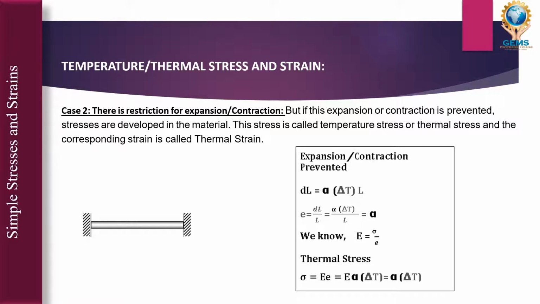That means if the expansion or contraction is prevented, that means if you are not allowing the body to expand or contract, then stress will be developed in the material, and this stress will be called temperature stress or thermal stress. Understand? So here are some formulas you have to always keep in your mind. That is Young's modulus: E is equal to stress by strain. These things you have to always keep in your mind. Understand, my dear friends?